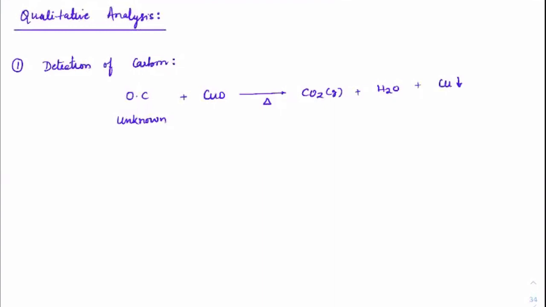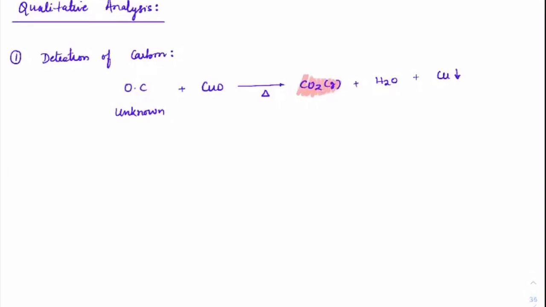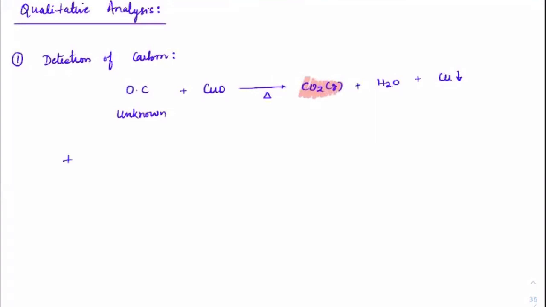Now, the carbon dioxide which is released here can be passed through lime water to see if there is any precipitate formation or not. So this confirms the presence of carbon dioxide, or presence of carbon. That presence of carbon dioxide can be confirmed by the lime water test.